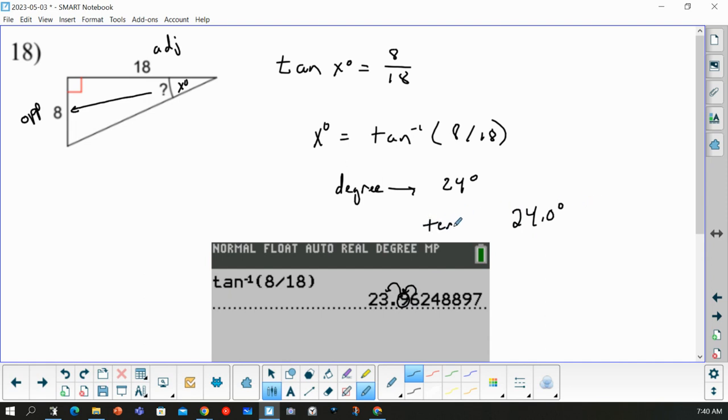So if you're rounding to the nearest tenth, or if you're rounding to the nearest whole degree, you still get 24 degrees. And that's our last question on this particular worksheet.